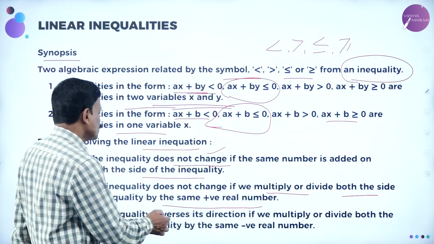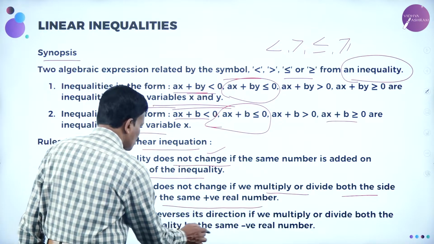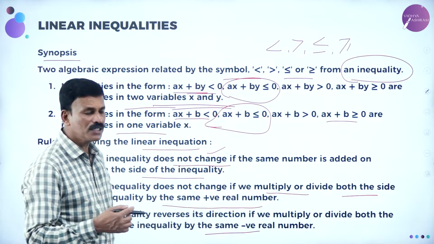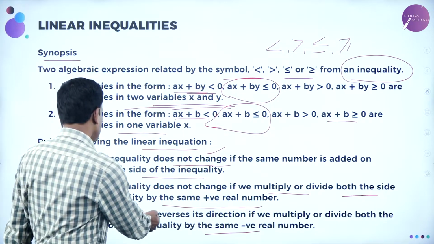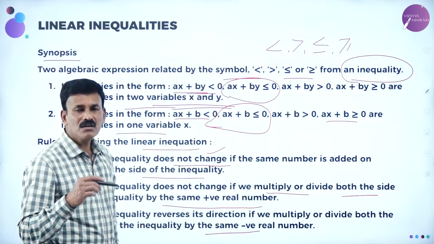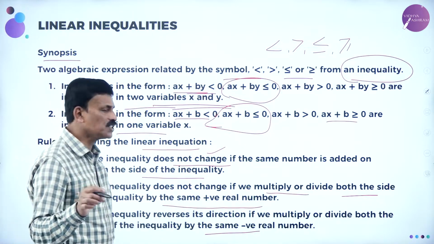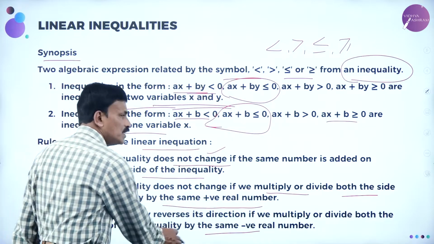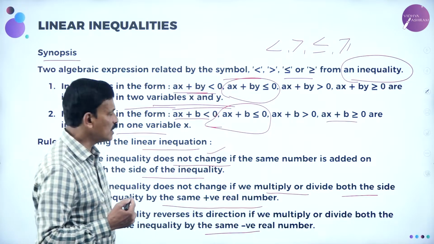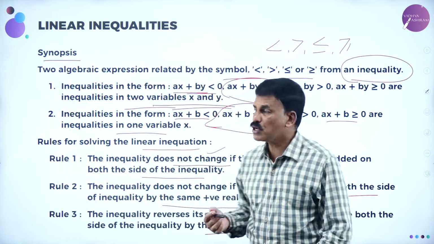Similarly, the inequality reverses its direction if we multiply or divide both sides of the inequality by the same negative real number. The direction will reverse. Less than or greater than will change. Okay. Now these are the working rules which we are going to use to solve the problems.